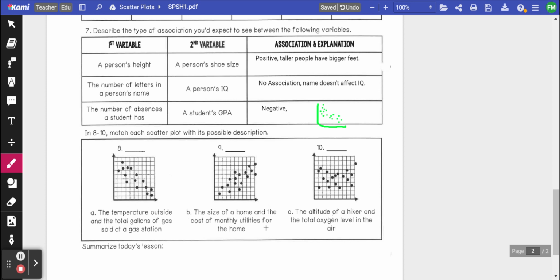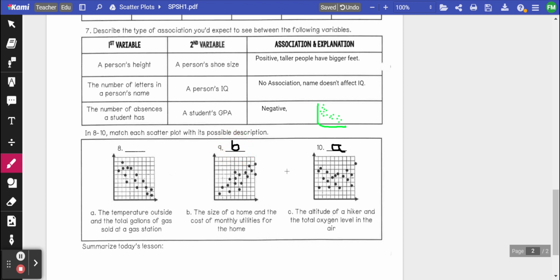I am going to stay on the writing tool for this down here. Okay, let's go ahead and bring it all together on a couple of these. Temperature outside and total gallons of gas sold at a gas station. That actually goes down here. Trying out my writing skills. There's really no association there. And even if you just kind of pay attention to the next two, by elimination, you're going to see that. The size of a home and the cost of monthly utilities. Look, small home, low cost. Big home, big cost.